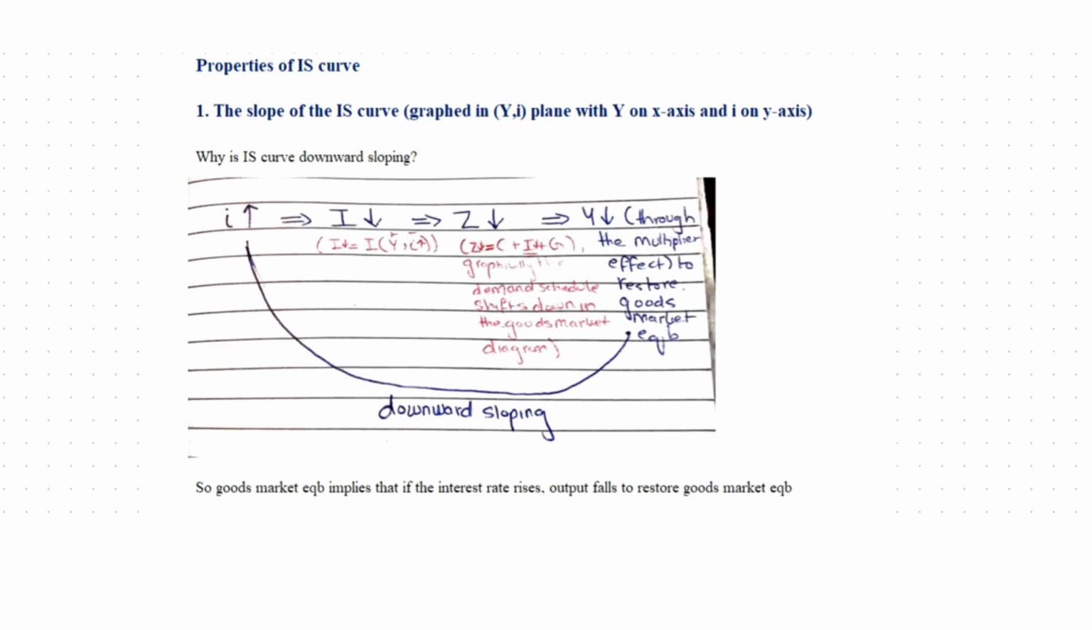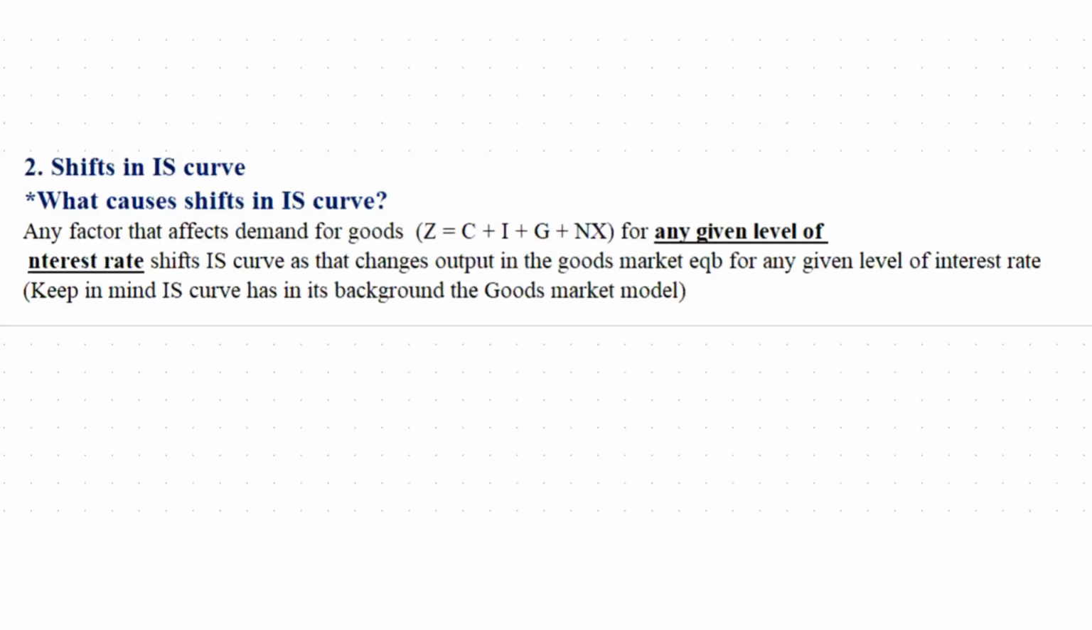We're looking at properties of the IS curve. We first looked at how the IS curve is downward sloping. We now want to look at shifts of the IS curve. So let's first look at what causes shifts in the IS curve.